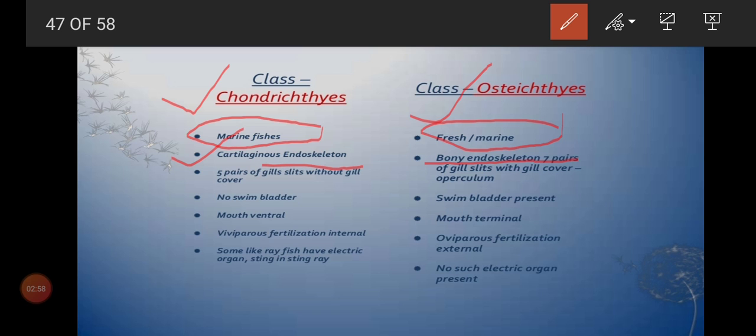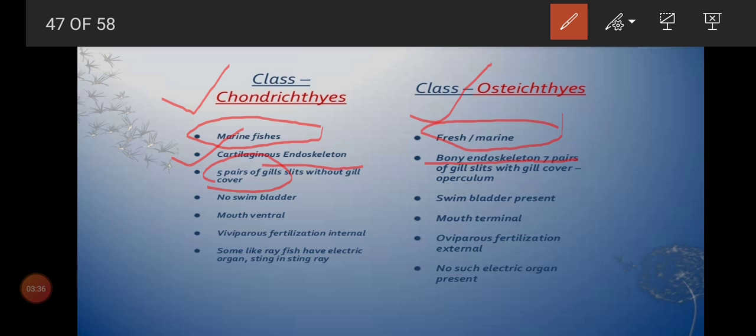And how many pairs of gills here? We learned that in cyclostomata there are 6 to 15 pairs. That is a primitive group, so automatically gill slits will be more. Like how we learned in Porifera, the whole body has more pores, but that is not the case in other invertebrate groups. Like that, even in vertebrates, cyclostomata have more gill slits, 6 to 15 pairs. But in Chondrichthyes we see only a limited number, only 5 pairs, not more than that.